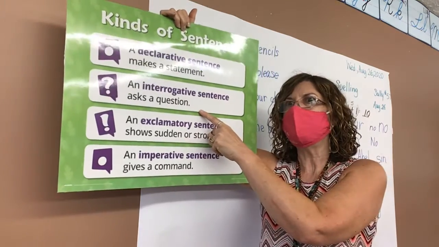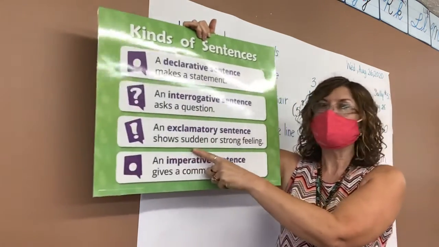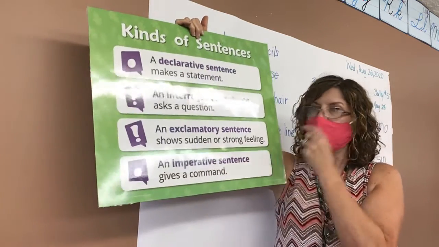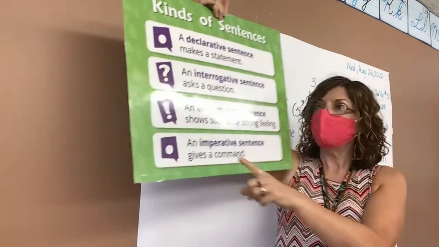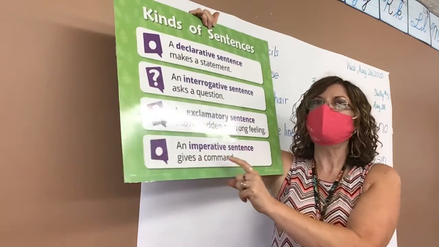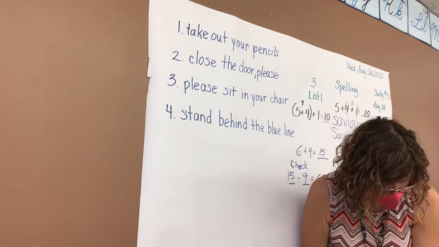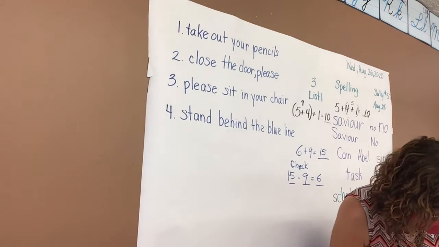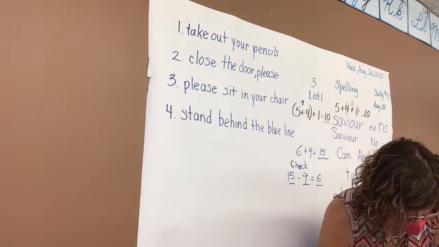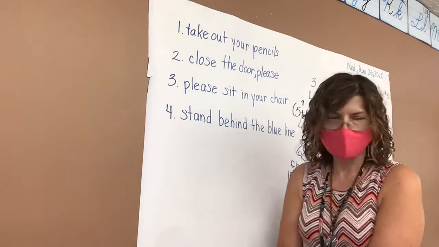All eyes should be over here. An exclamatory sentence shows sudden or strong feeling. And today, we're going to add in the last one. An imperative sentence gives a command. And I believe yesterday we saw a sentence that they said was exclamatory, but it really was an imperative sentence, wasn't it? But we hadn't learned it yet, so they told us it was exclamatory.